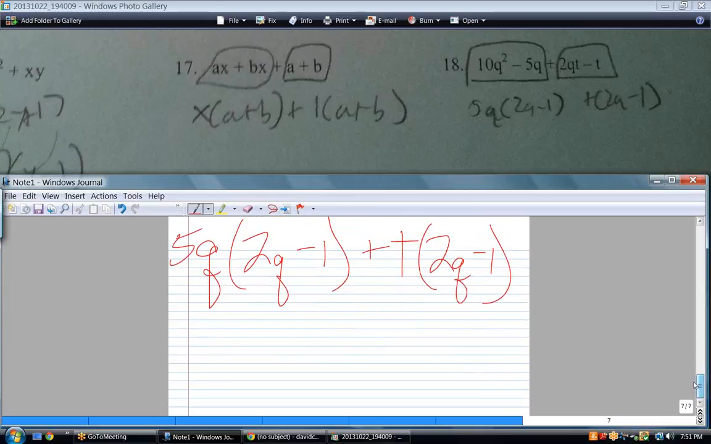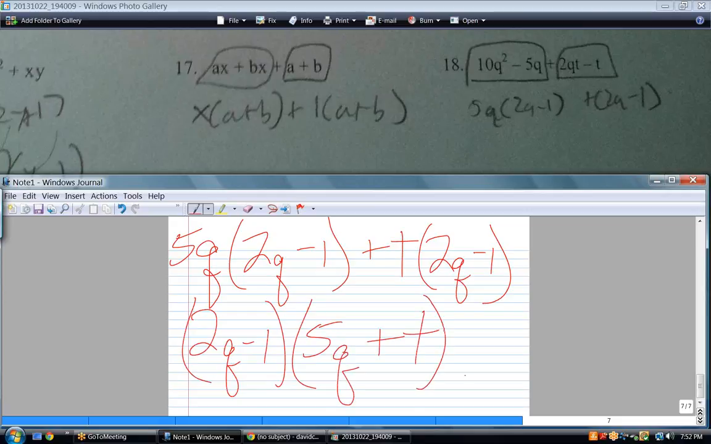Now is where we can factor out the binomial. So that's 2q minus 1. And what's left over? 5q plus t. Right. This step you have written here needs a t. Oh, that is a t. I took that as a plus sign. Yeah, I forgot a plus sign. You need the plus sign, especially when they're going to use variables like t.